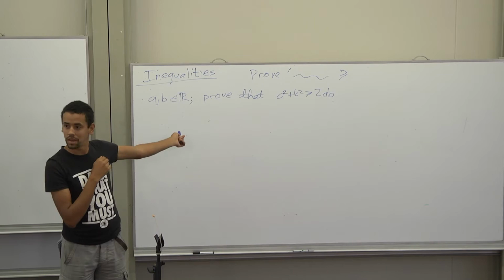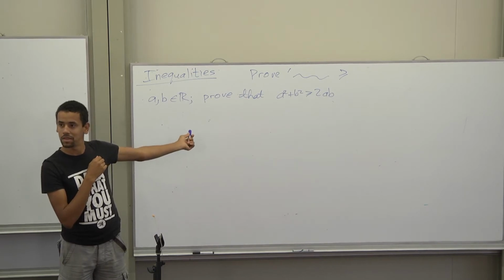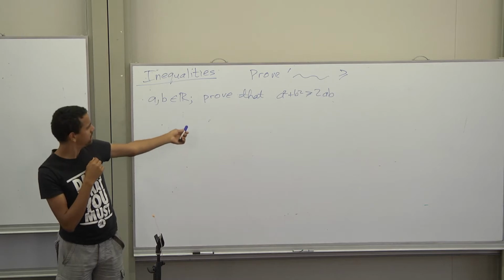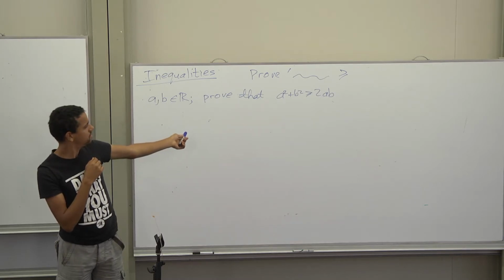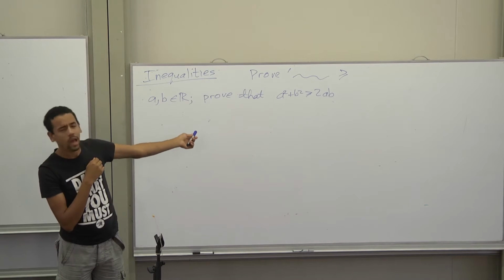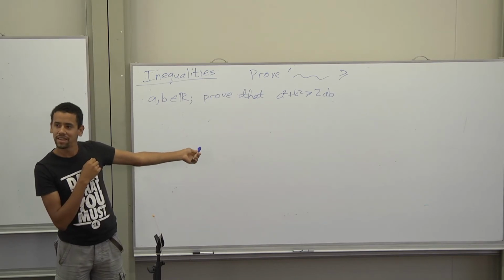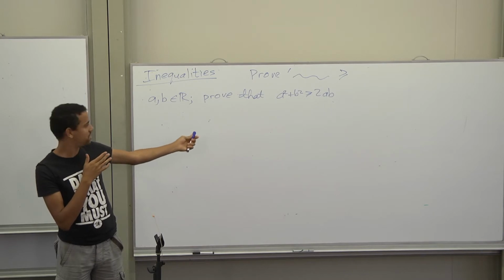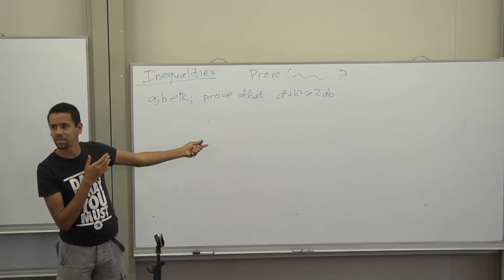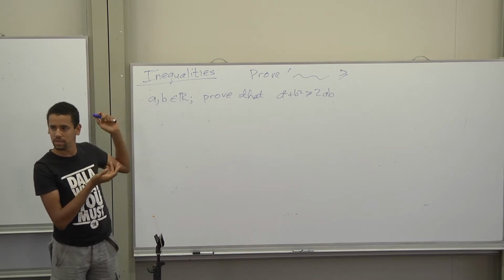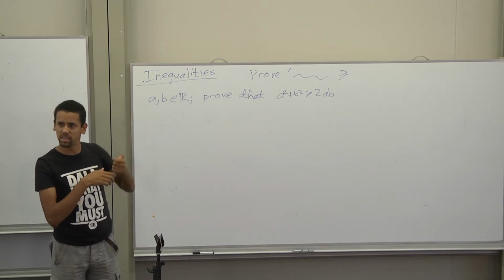Any ideas how we're going to do this? Jensen's. What? Jensen's. How are you going to use Jensen's on that? I think he's joking. I can figure out how to use Jensen's on that, but that's just unnecessary. You need to do cases where A and B are positive and negative, and it's not nice.